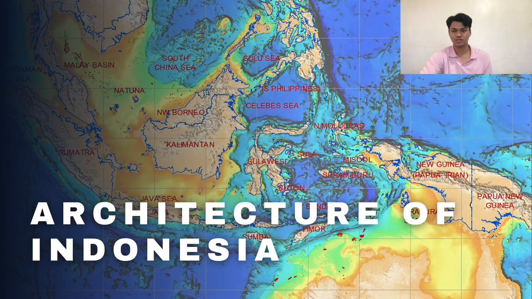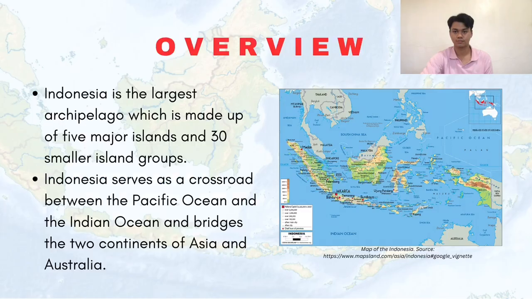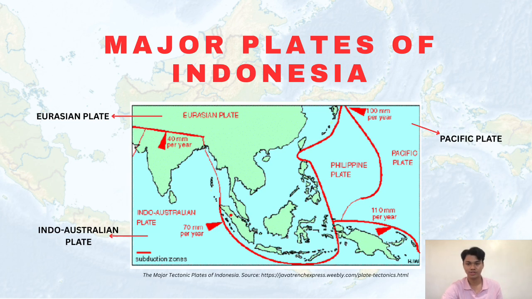Let us now discuss the architecture of Indonesia. Indonesia is the largest archipelago, which is made up of 5 major islands and 30 smaller island groups. The 5 major islands are Borneo, Java, Sulawesi, Sumatra, and Western New Guinea. Indonesia serves as a crossroad between the Pacific Ocean and the Indian Ocean, and it bridges the two continents of Asia and Australia. We will now discuss the major plates that make up or form Indonesia.